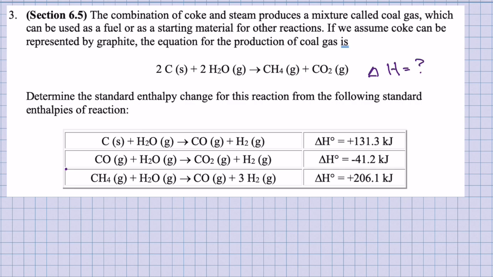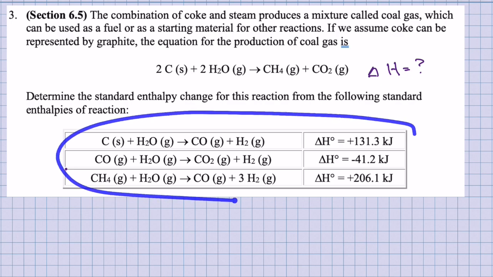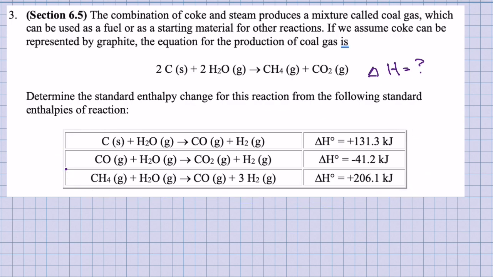So how are we going to do that? Well, in this case, we're going to use Hess's law, which means we're going to find the combination of reactions that when added together will give us this reaction for the production of the so-called coal gas. So we're not using enthalpies of formation here. We're using the reactions given here, these three reactions, and the corresponding values of delta H. So we have to find the combination of these three reactions that when added together will give us the reaction for the production of coal gas.